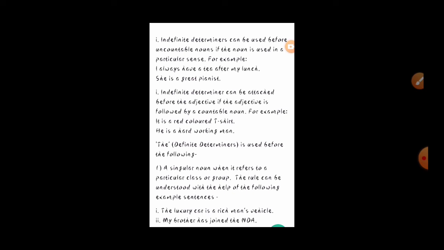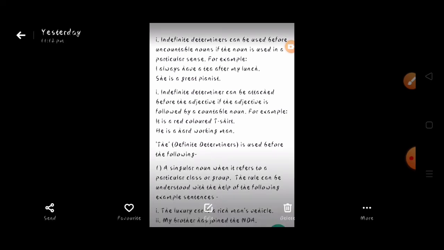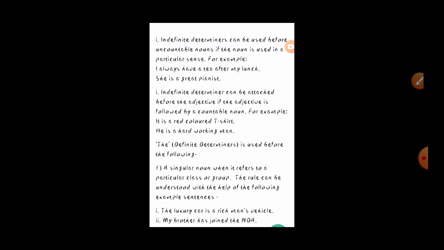The next is definite determiners, that means "the". Now we will be understanding the use of "the". First one is a single noun when it refers to a particular class or group. The rule can be understood with the help of an example. In this case, they are using a single noun which refers to a particular class or group.